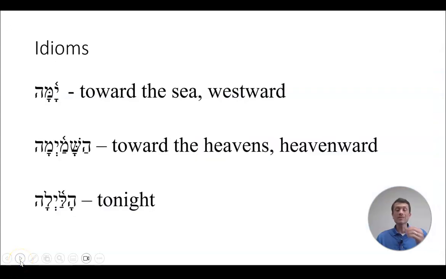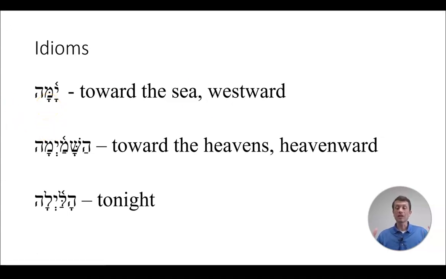Now there are some idioms that the textbook highlights here. These first two, we're just putting the directional hey on the words, but it translates in ways you might not expect. Here we have yamah, which is the word sea, yam, with a directional hey. So normally you would translate that toward the sea, which is pretty straightforward. However, in many contexts in the Old Testament, a better translation is westward. Often the biblical writers will use the word sea to indicate west.